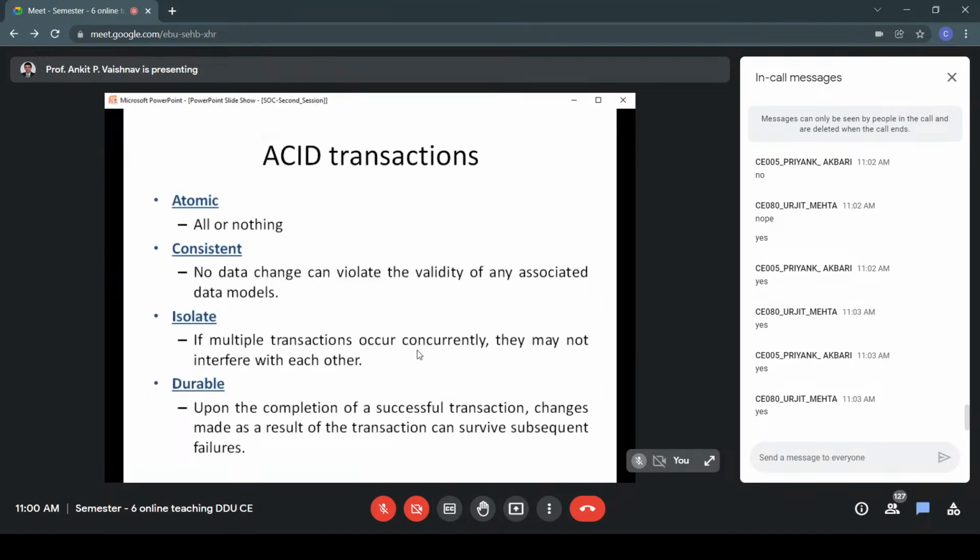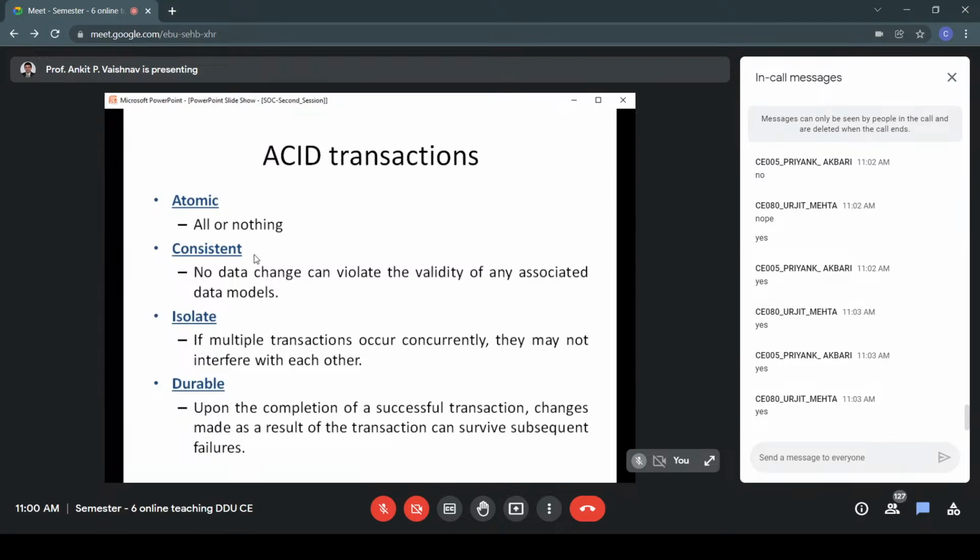Okay. So what are ACID properties? You all know this, but let us consider web services. Atomic means all or nothing. That means either all the services should do their job, or you should roll back. Or you can say either all the services should respond with true. Otherwise, if any one responds with false, you roll back.